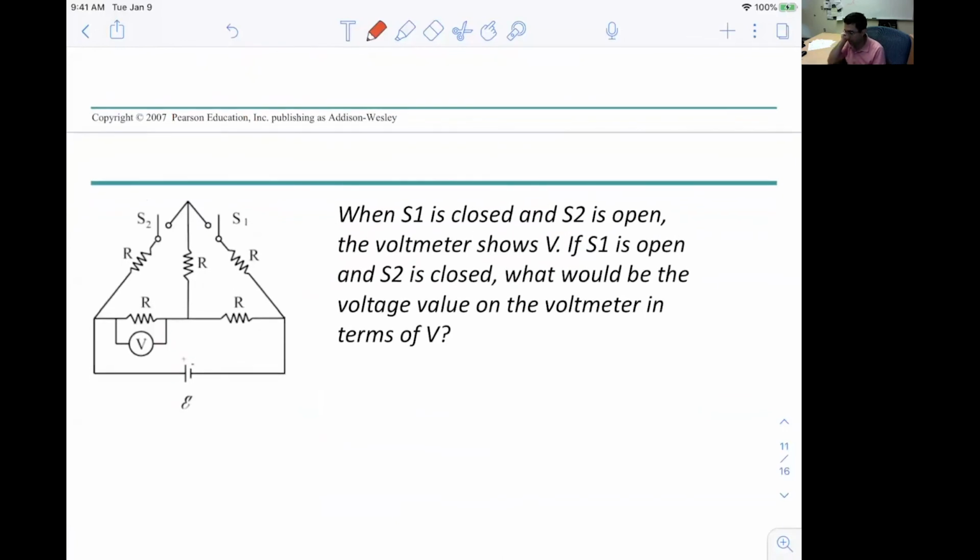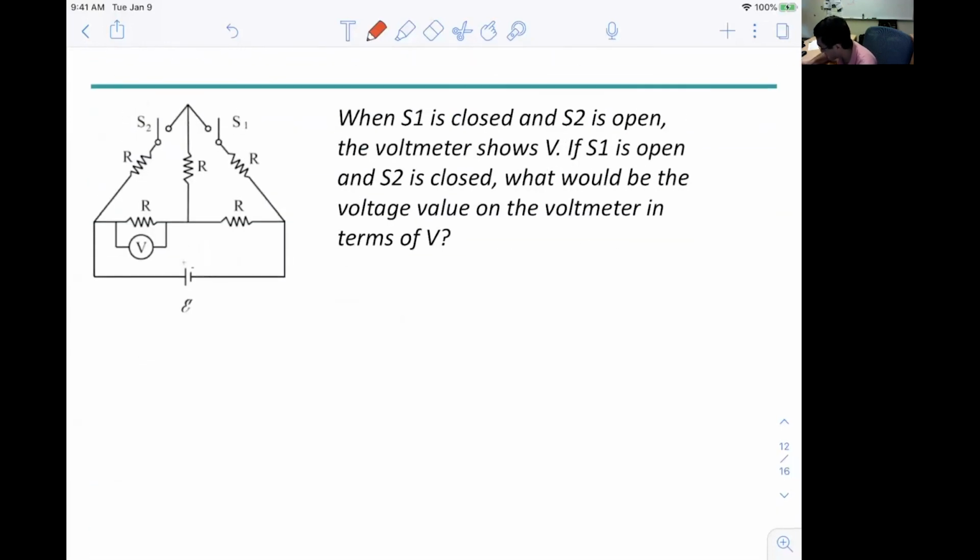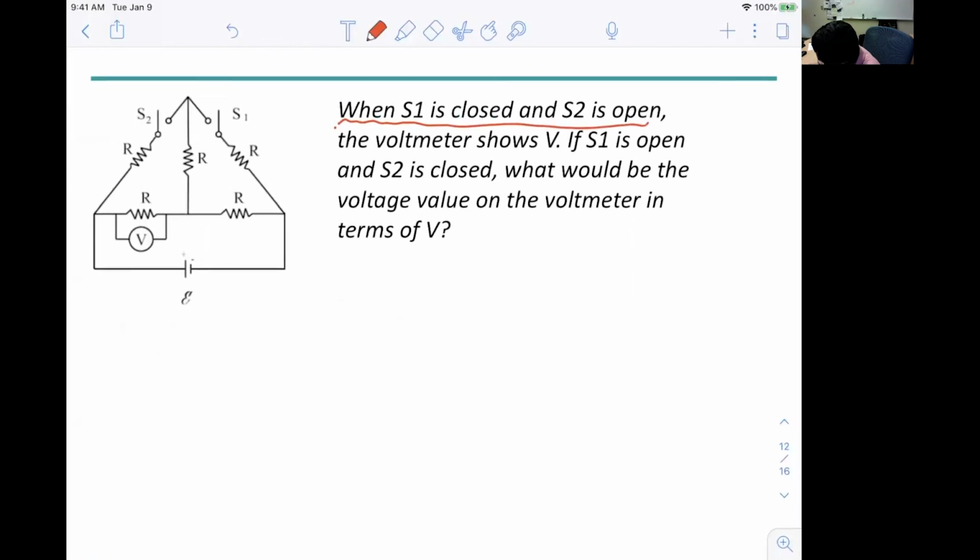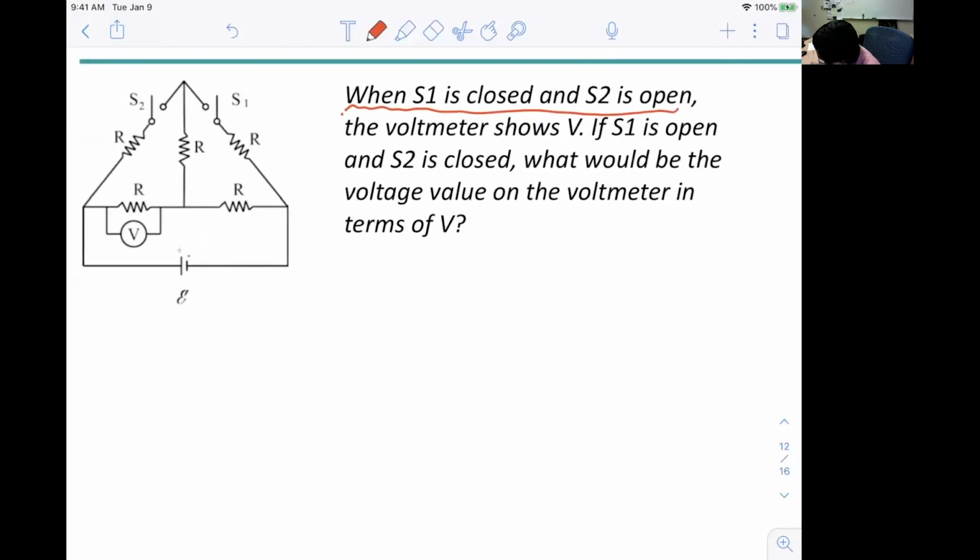When S1 is closed and S2 is open, the voltmeter shows V. If S1 is open and S2 is closed, what would be the voltage on the voltmeter in terms of V? This question can look weird because of the connections, but actually you can simplify that. First, you close S1 and open S2. So let's simplify this circuit, or write it in a more understandable way.